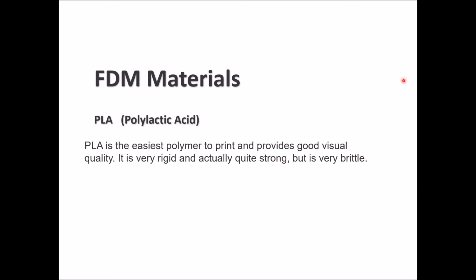So PLA, as we said, is a polymer called polylactic acid. It's the easiest polymer to print and gives you good visual quality. Not the best, it still looks kind of plastic, but still good visual quality. And it is considered rigid and strong, but still brittle. This is why it can't handle a lot of impact, because since it's brittle, it will break apart.